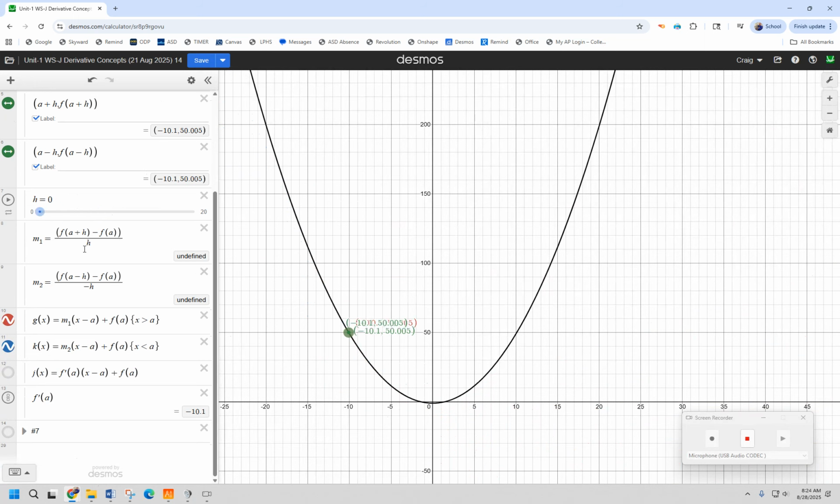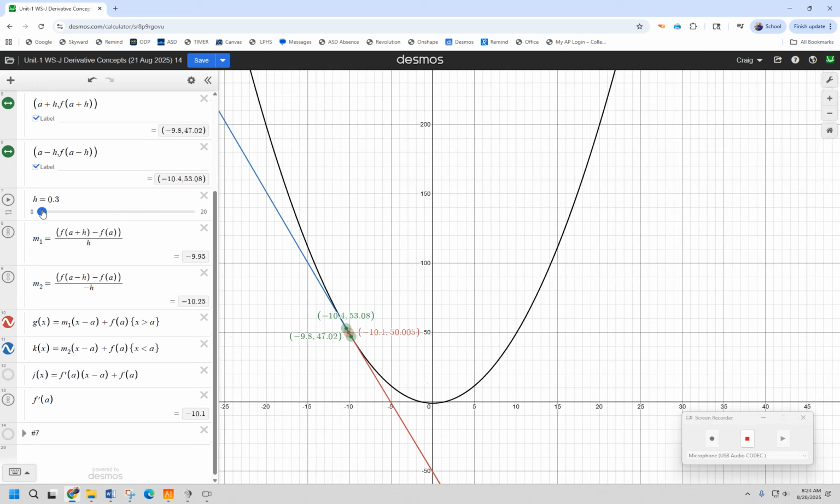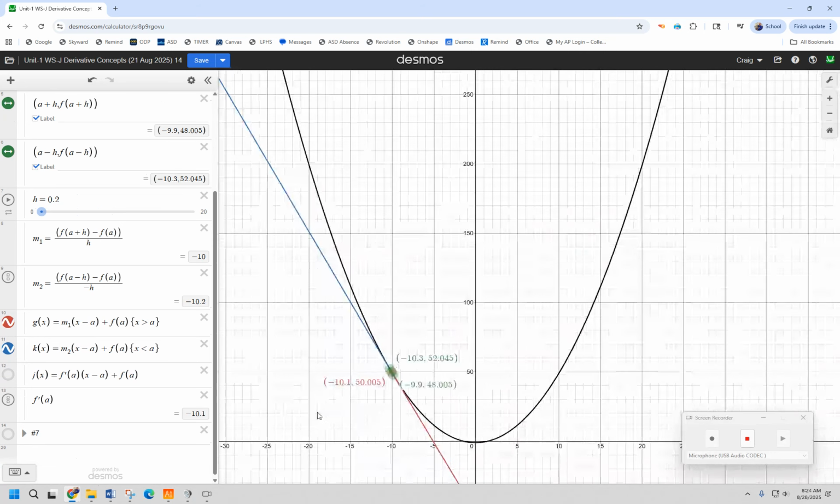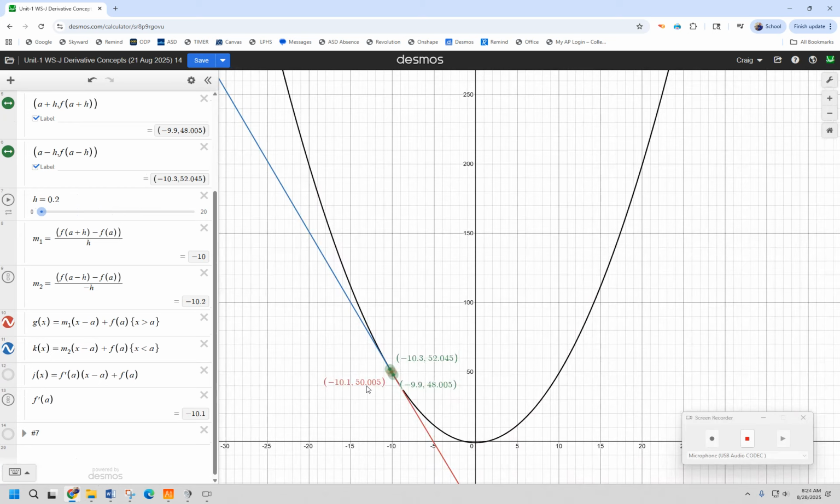So you can't go to 0, the slope becomes undefined. But as long as you get close, you can still calculate the slope. And it's looking like about, I'd have to zoom in. I can't tell if it's going to go right, probably doesn't go right to 10.